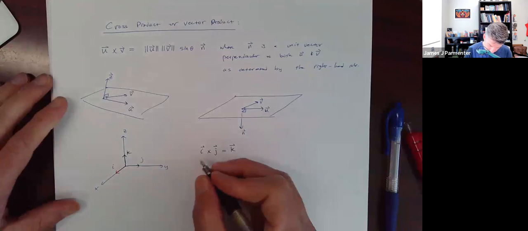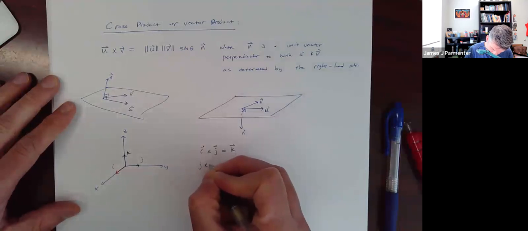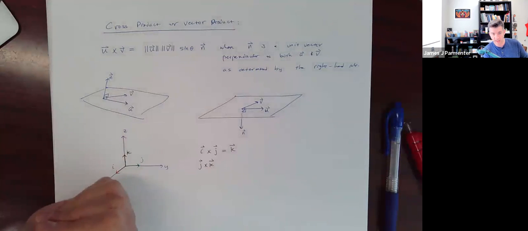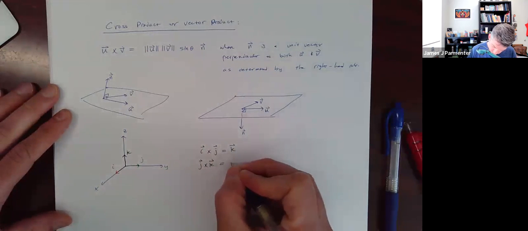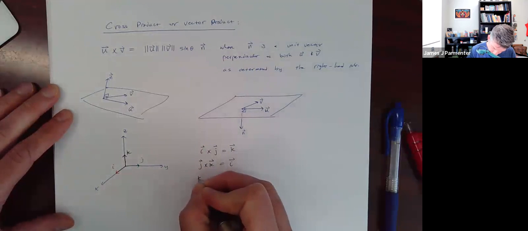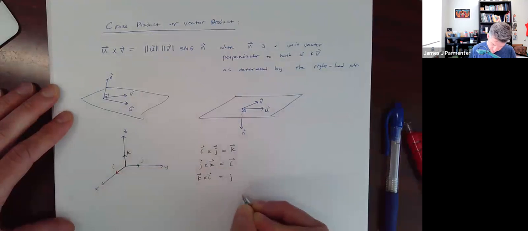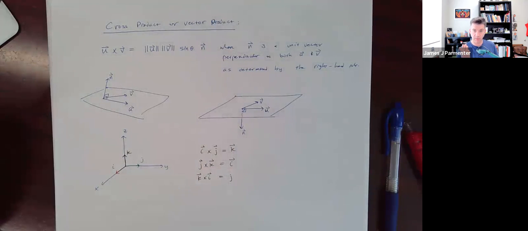k direction. And it's also true that j cross k is i. So again, fingers along j, curl towards k, thumb points in the i direction. And k cross i is equal to j. Put your fingers vertically up, curl them outward towards the x direction, and your thumb will point in the positive y direction.